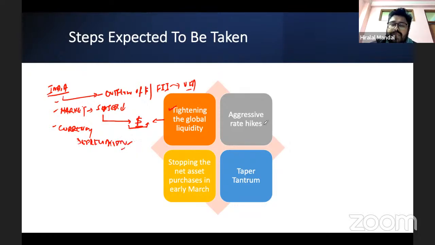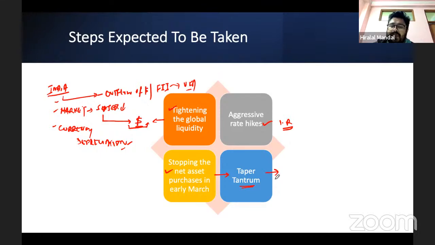It has also announced that it will aggressively increase the interest rate, and in fact, it has indicated that it will make four interest rate hikes in the calendar year 2022 itself. It will also stop the net asset purchase in early March, and you can also say it will adopt the policy of taper tantrum.